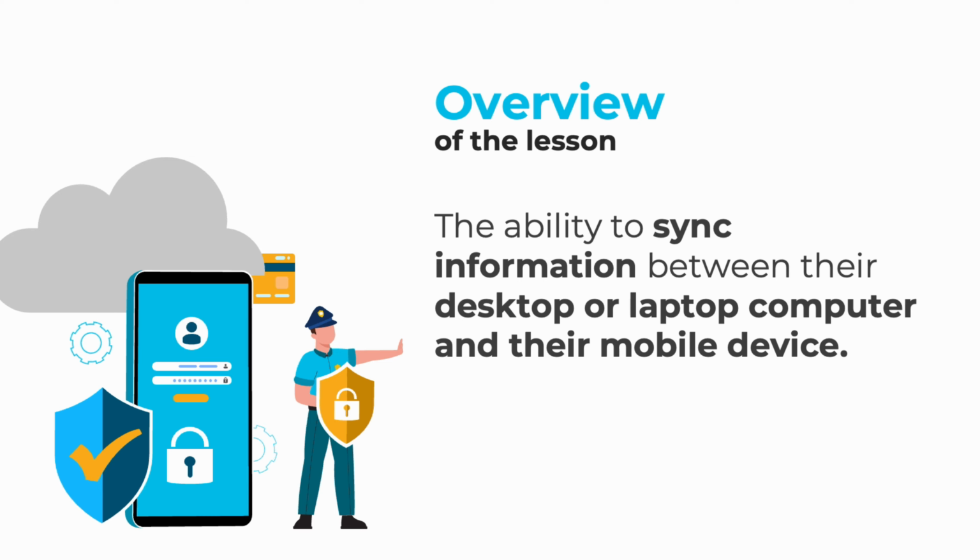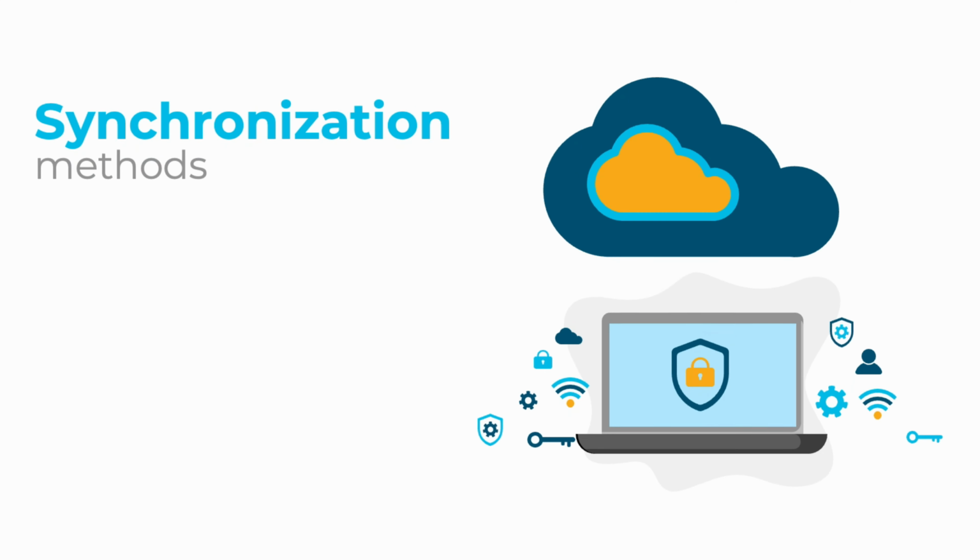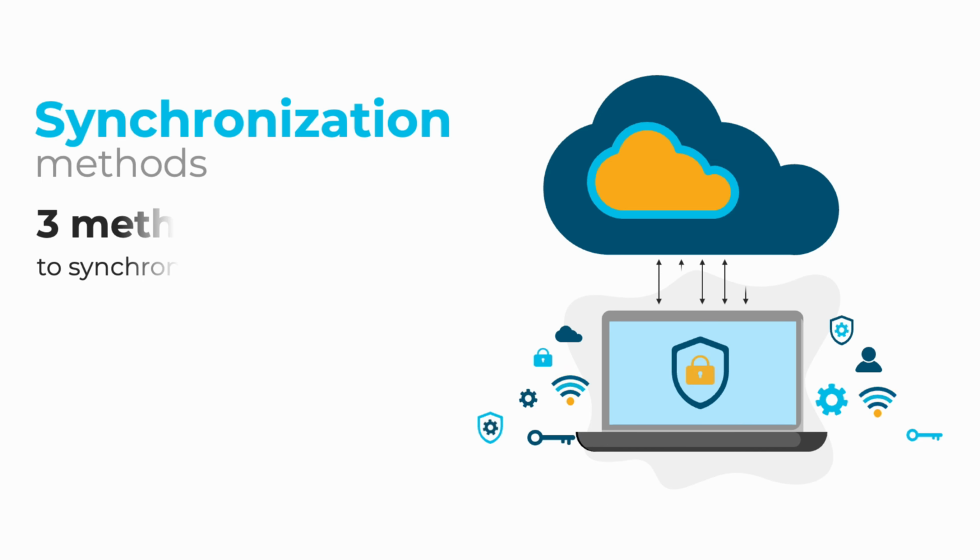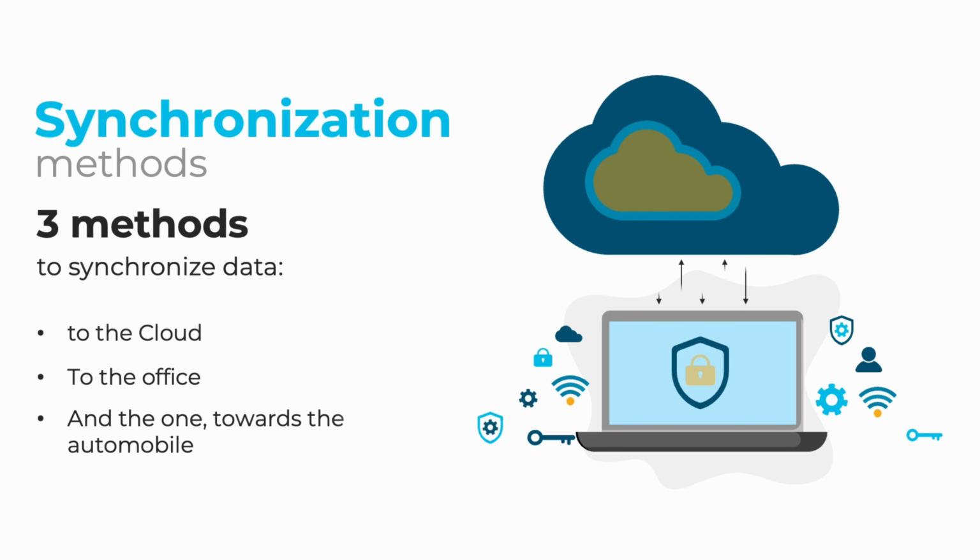Synchronization methods. We're going to start this lesson by looking at 3 methods for synchronizing data. That is to say, synchronization to the cloud, to the desktop, and the one towards the automobile.